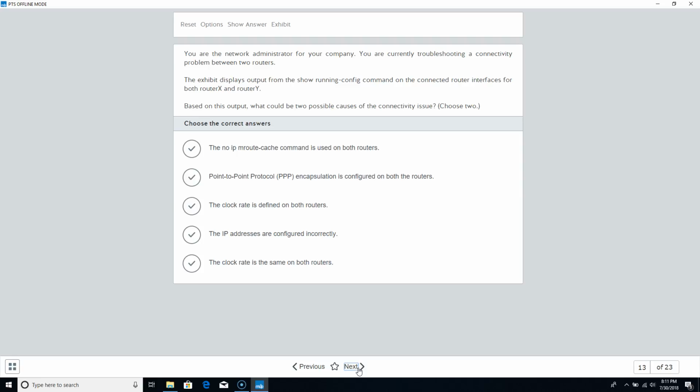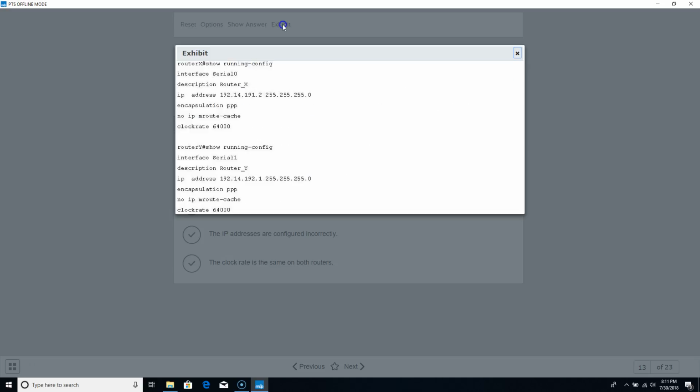Based on this output, what could be the possible cause of the connectivity problem? Well, if you look at this router X and router Y, look at this clock rate. You cannot have all of them have a clock rate. One of them has to be DTE and the other DCE. Okay, that is data terminal equipment and DCE.